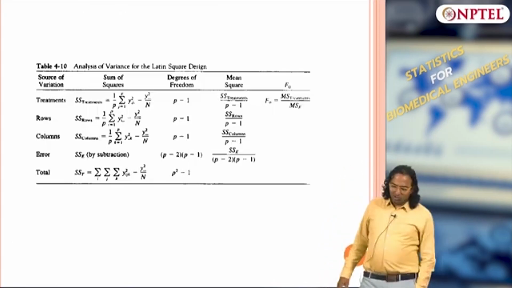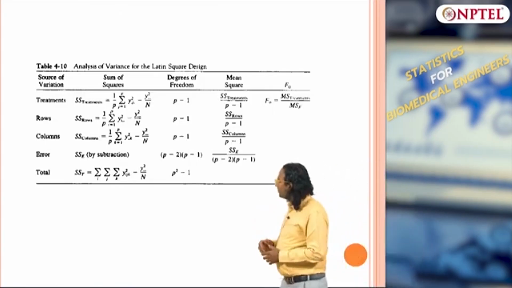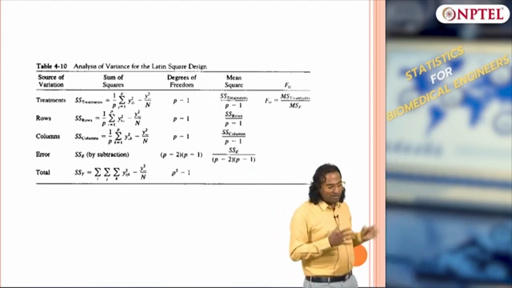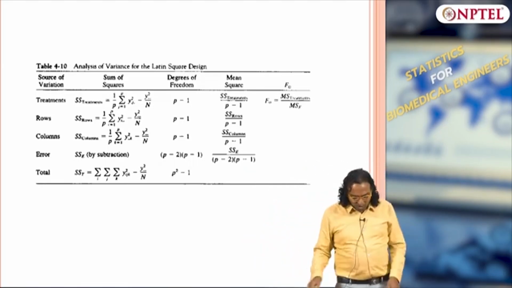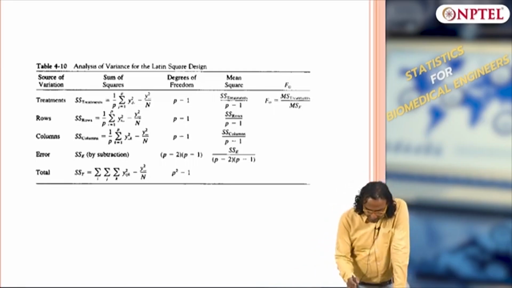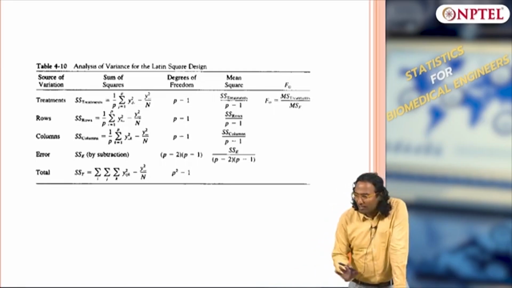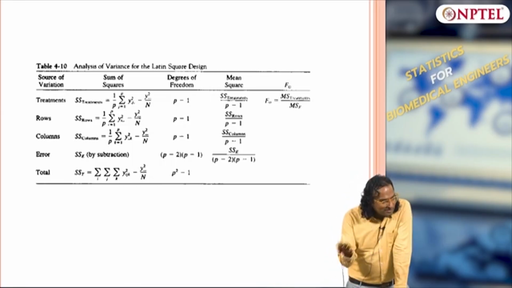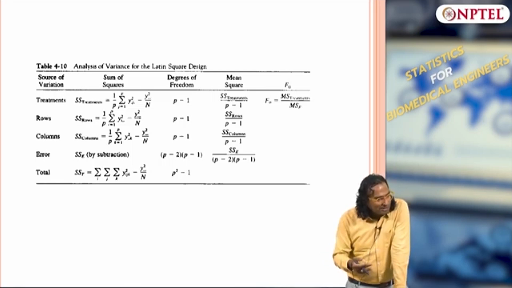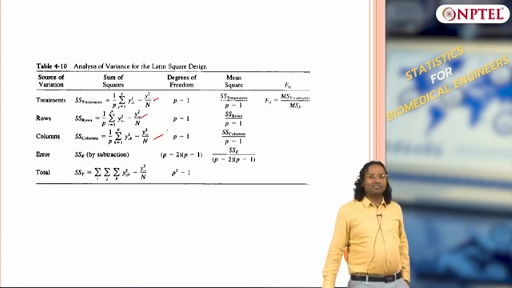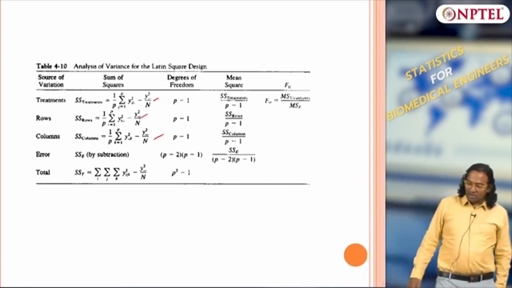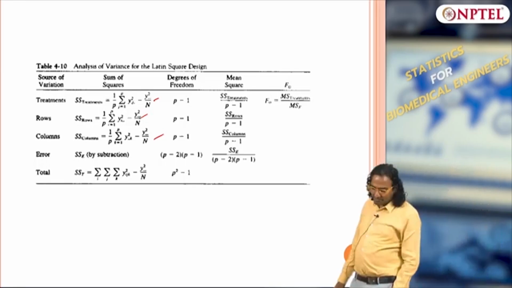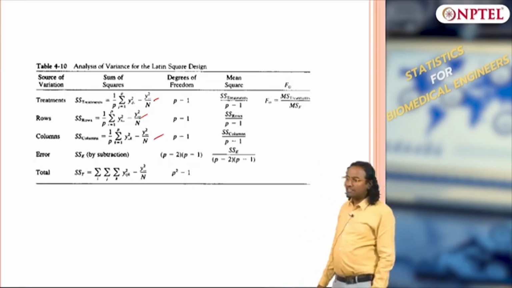So, this is the total block diagram, or the table, for the Latin square: treatments, rows, columns. Again, this can be derived, but we are not deriving any of this because we have done it in detail for ANOVA and RCBD. It will be the same lines as ANOVA or RCBD. If you look at the formulas, everything will be similar except the degrees of freedom would have changed.